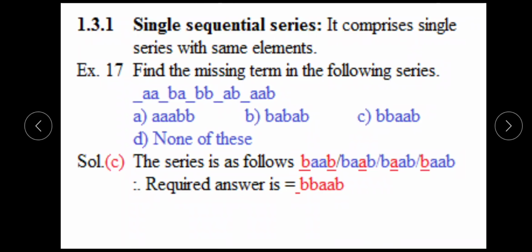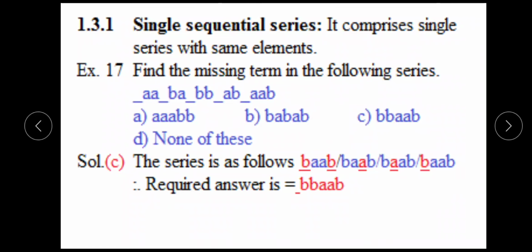Single sequential series. It means in this the patterns are of the same type. These are small alphabets, the same type of alphabets. Find the missing term in the following series. This is a series, and in this series the missing letters are more than one. We have to find out which group of letters will come in the place of these blank spaces. The first option is this, the second is this, the third is this, and the fourth is none of these.